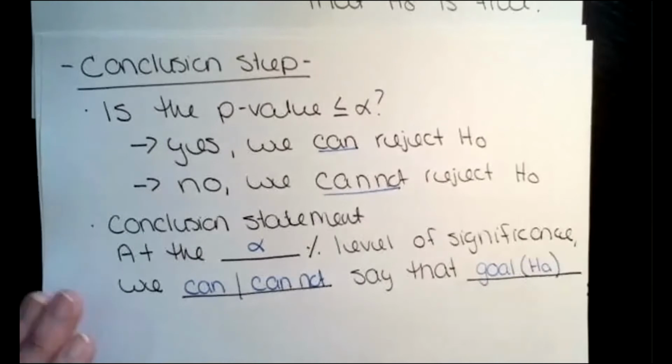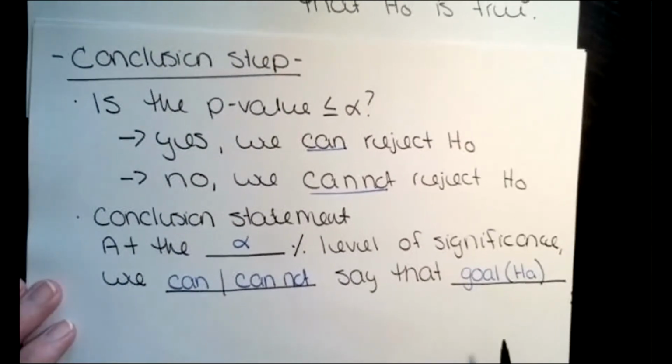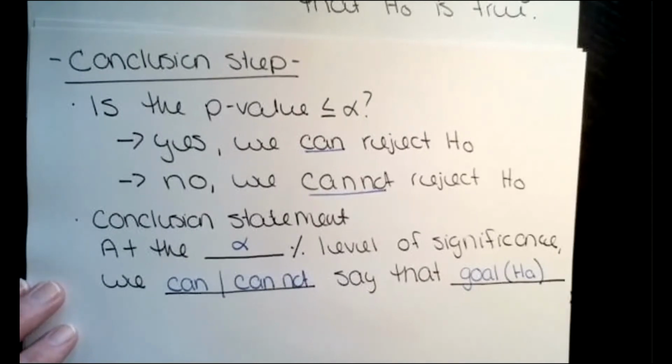So you're saying that your sample does or does not support your goal, right? And your goal is what you wrote up in your population stuff. It's your HA written out in words, okay? So that's our conclusion statement.